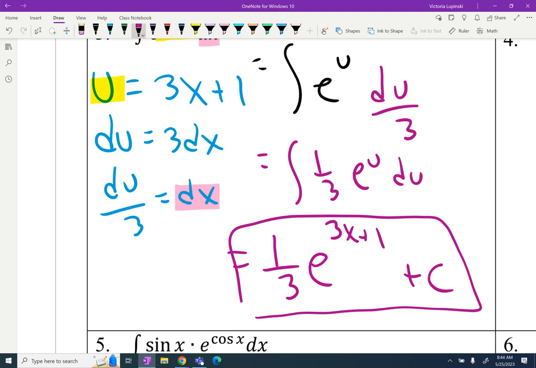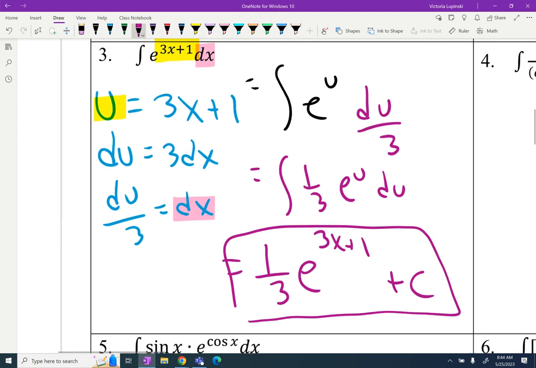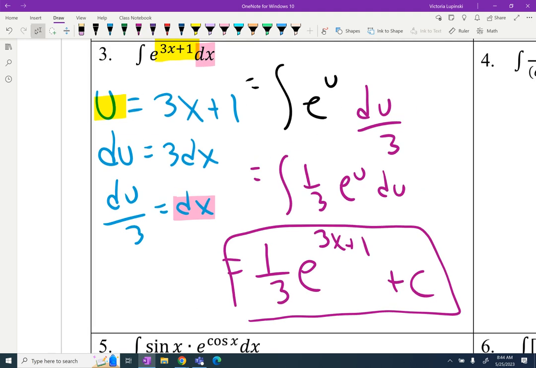If you wanted to check that this was correct, you would take the derivative, which is what you learned yesterday. The derivative of e to the u is e to the u times the derivative of u. So e to the 3x plus 1 times 3 would simplify with the 1/3 to give you back the original problem, which is exactly what you're looking for.